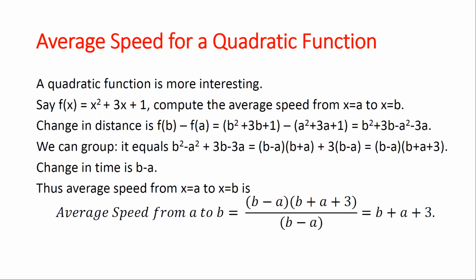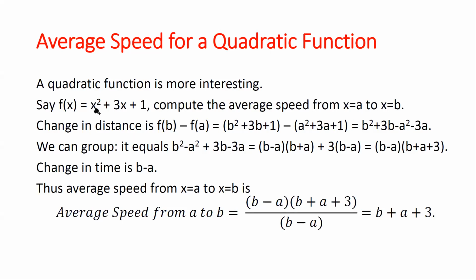Now, if we do a quadratic, it's a little bit more interesting. So this is a degree 2. Let's say we have x squared plus 3x plus 1. So what this means is as time passes, you're really getting further and further away from home. And so we want to calculate the average speed from A to B. So what's the change in distance?